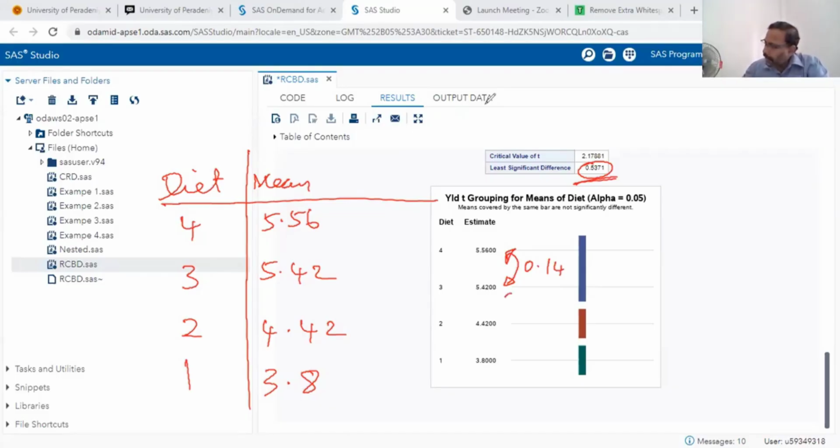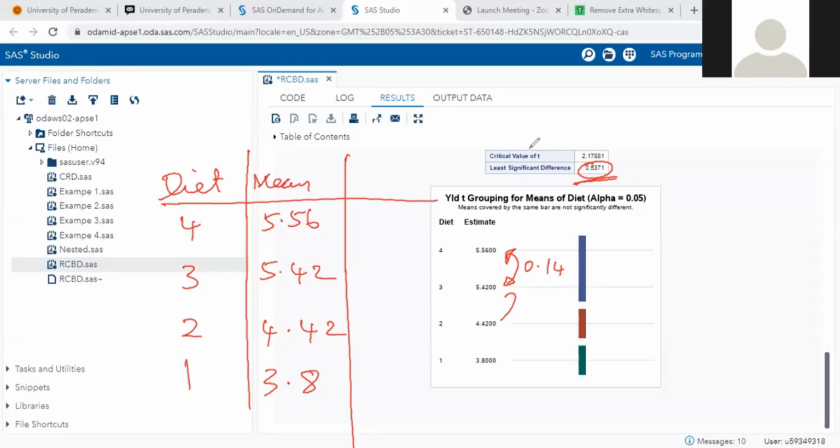So likewise, you can check all. Here, how can we letter? Anyone? How can we write down the letters? We should give both the same letter. Which one? 4th and 3. Excellent. Good. What about treatment or diet 3? Sorry, diet 2. That is different from 4 and 3. Excellent. So this is how we mark it.